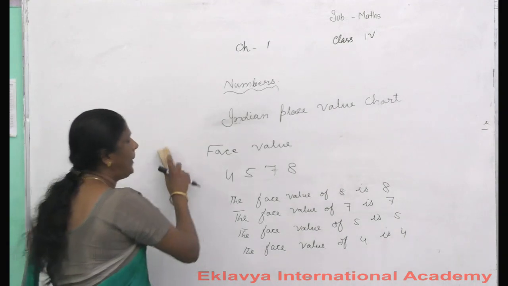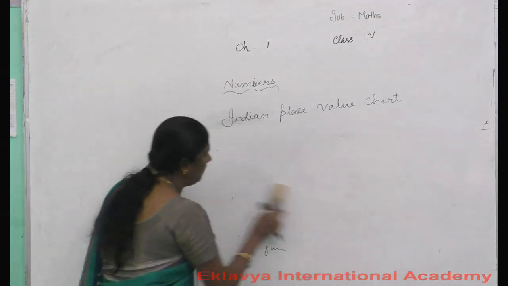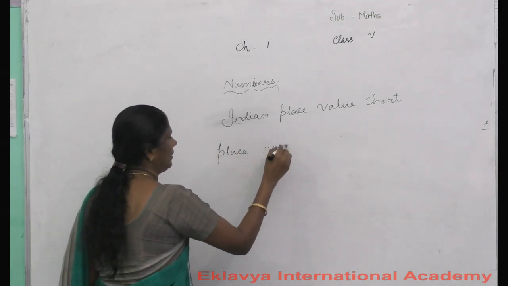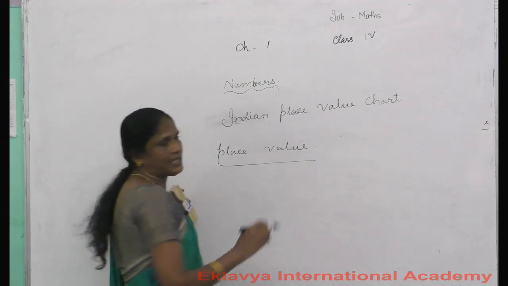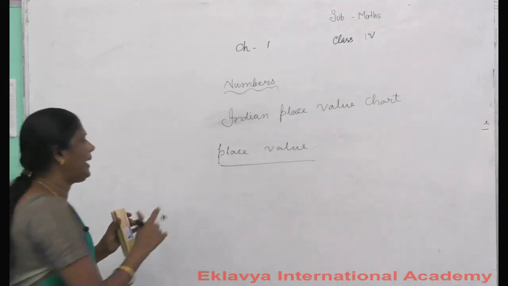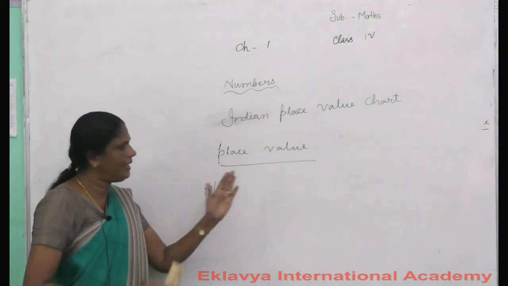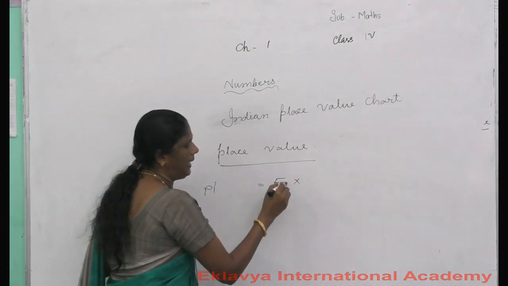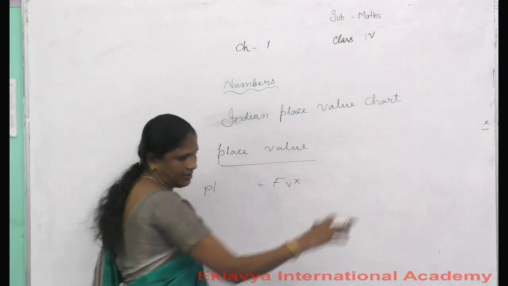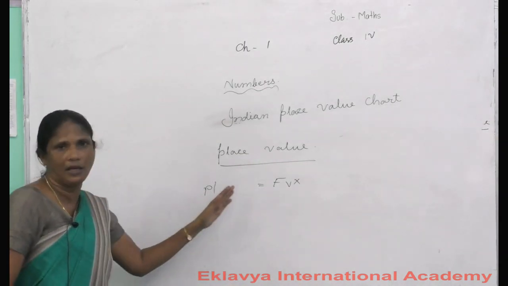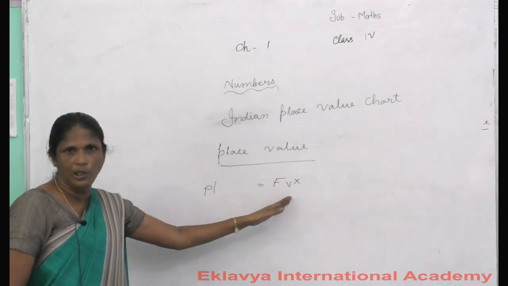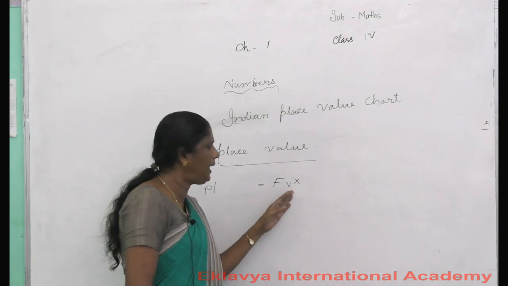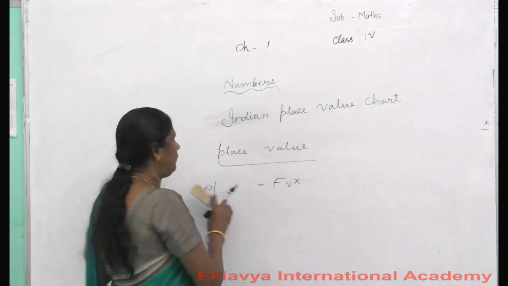Then next, place value. The formula is: place value is equal to face value multiplied by the place of the digit. FV means face value. Face value multiplied by the place of the digit.